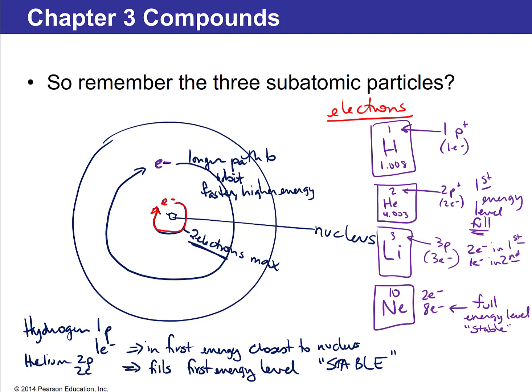So we said helium has 2, but only 2 fit in the first. Neon has 8 in the second, and that makes it stable. So what do you think about argon?